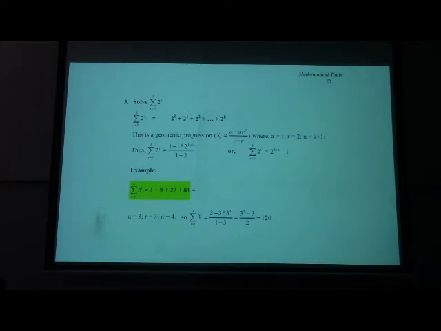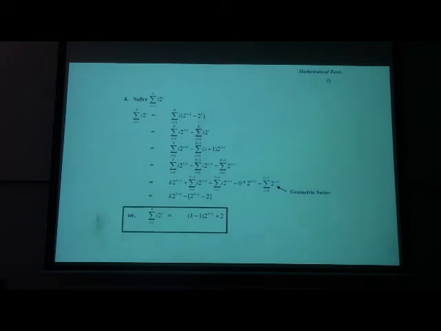I'm going to multiply top and bottom by negative 1, and I'm going to get a positive difference here and a positive denominator. So it switches these two, and that's just going to be 3 to the 5th, whatever it is, minus 3, over 2, and it's going to give you 120. Okay? So that's the geometric series.